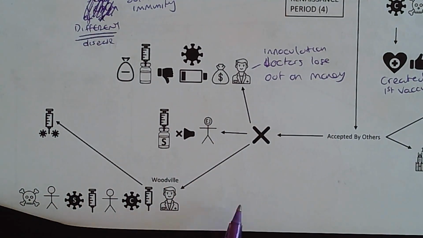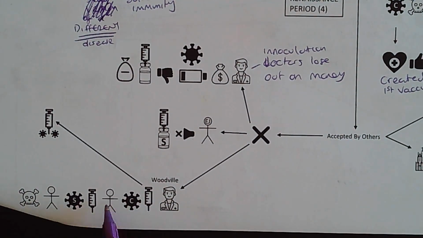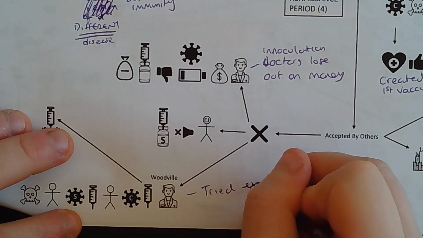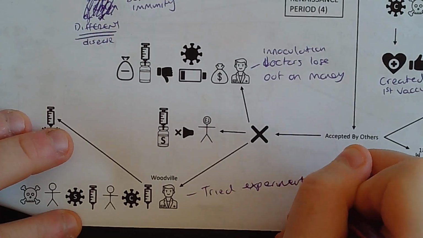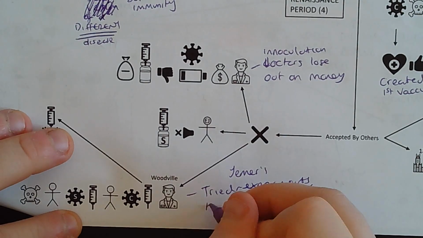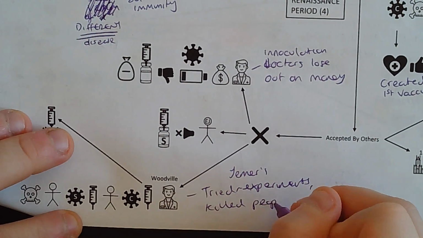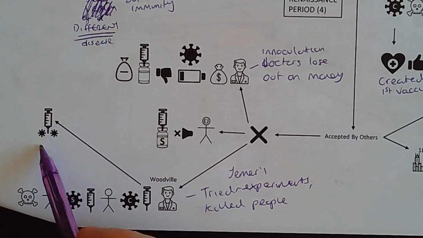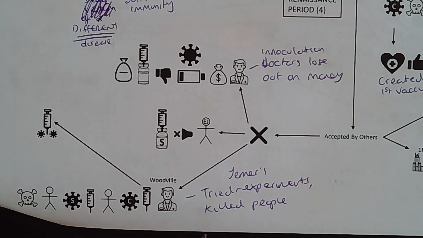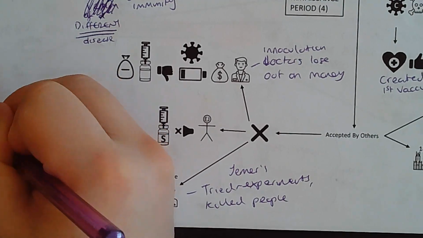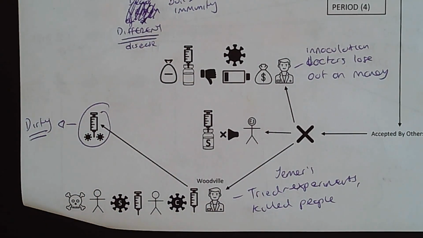And then we also had William Woodville. So Woodville tried Jenner's experiments, and it killed people. It killed Woodville's patients. So Woodville said, no, Jenner's wrong. But what Woodville didn't realise is that it wasn't Jenner's methods that had killed the people, it was the fact that the tools he used were dirty. And remember, in the early industrial period, they didn't understand dirt was bad. So that's why they died.